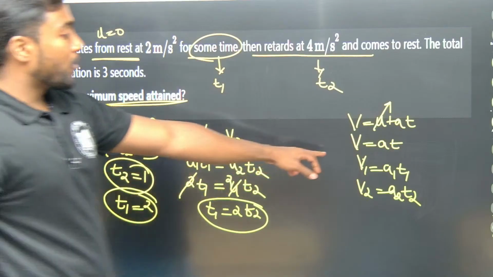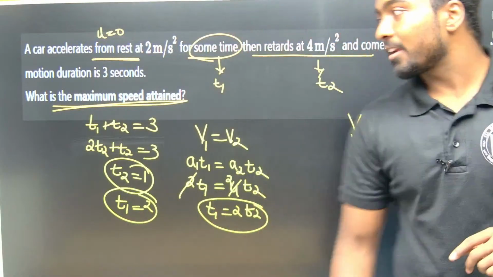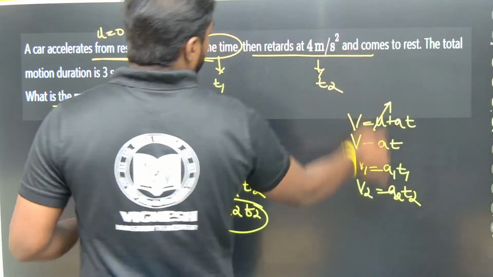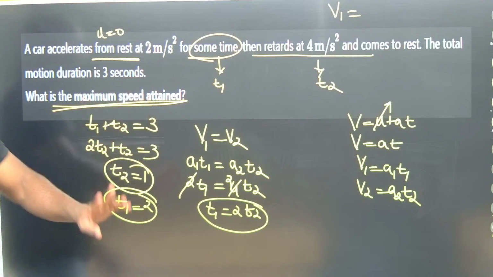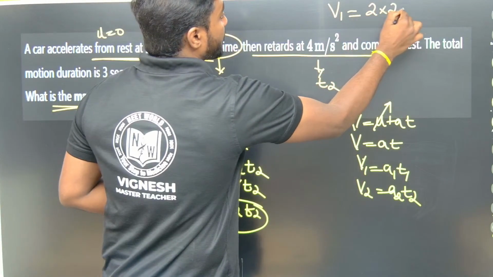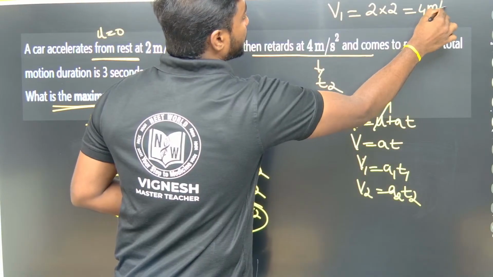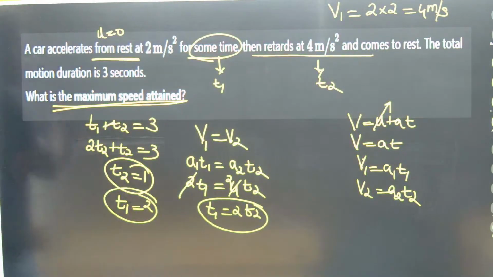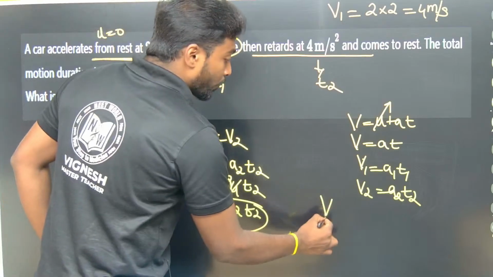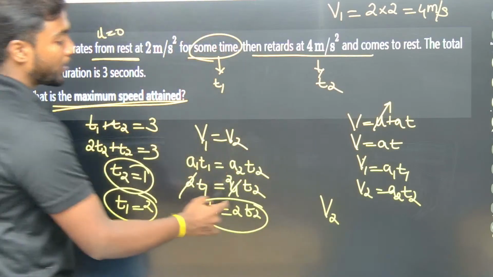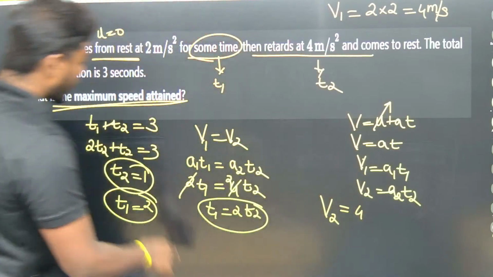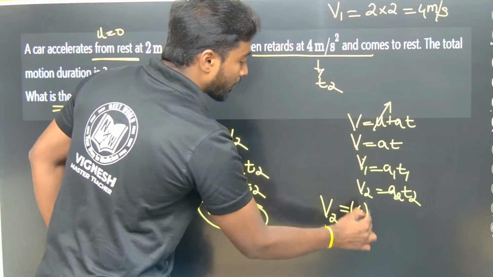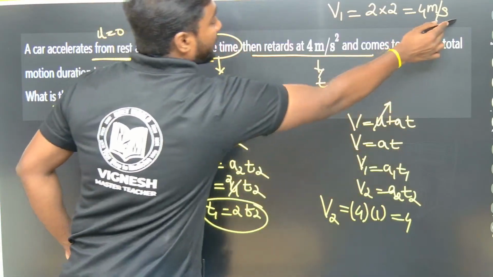Either I can use the first equation or the second equation to get the maximum speed. So first equation, let me take v1 equals to, what is a1? 2 meter per second square. What is t1? 2. 2 into 2, which is nothing but 4 meter per second. That's it. Or else if I want to get it by using the second equation, v2 is equals to, a2 is 4 meter per second square and t2 is 1. So 4 ones are 4, that's it. I am getting the same answer, no?